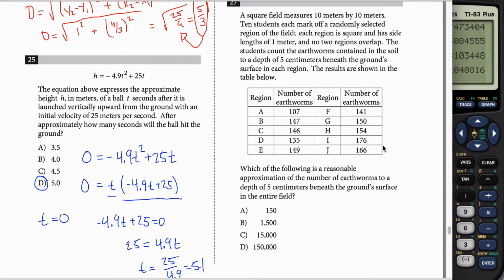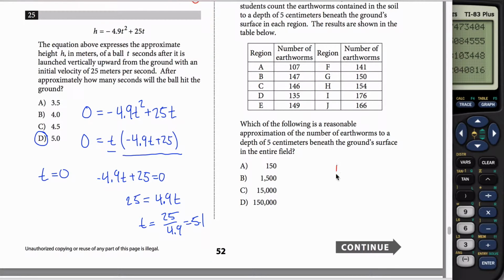27. A square field measures 10 by 10 meters. 10 students each mark off a randomly selected region of the field. Each region is 1 by 1. Okay, so I've got 100 total square meters to deal with. This is my big field. And then I've got 10 students who each take a 1 by 1 chunk. 1, 2, 3, 6, 7, 8, 9. I think I counted those off. Here's what the students do. Note that I still have a lot more to look at here.